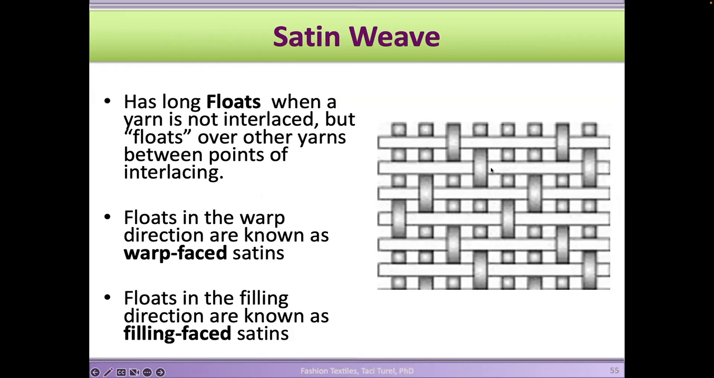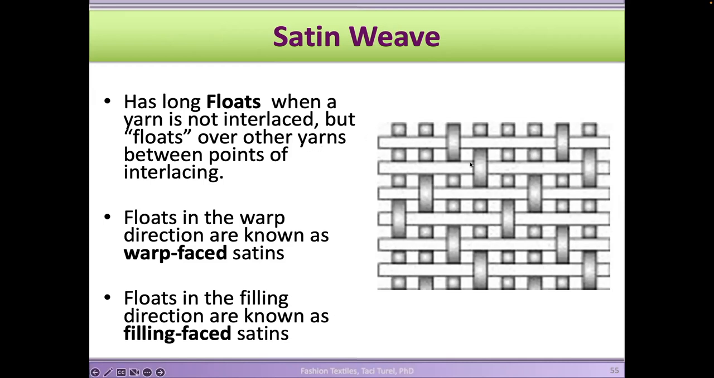So for three yarns, there's no interlacing, so this is a float. This is a float. This is a float. So when you see a lot of floats, the fabric surface actually looks a lot shinier. It reflects light more because there's no interlacing. So satin fabrics generally have a little more luster because of that.